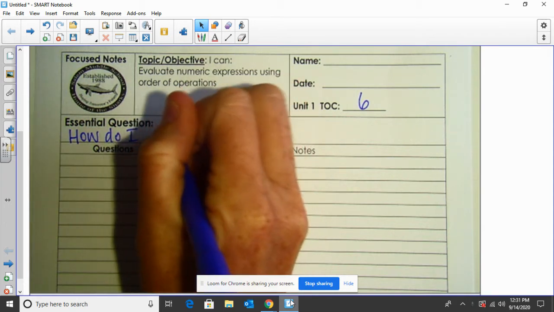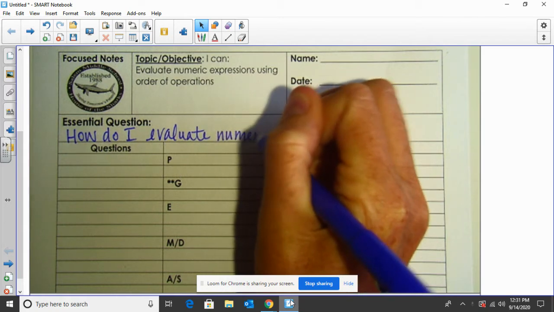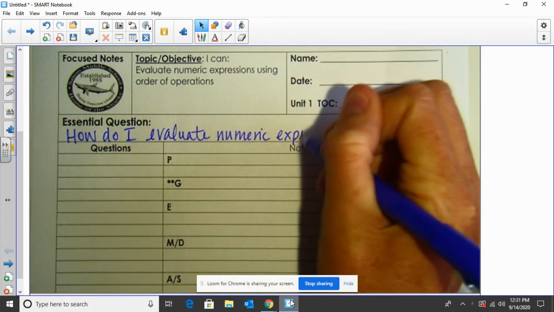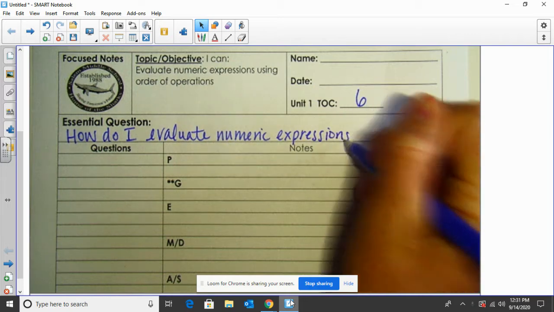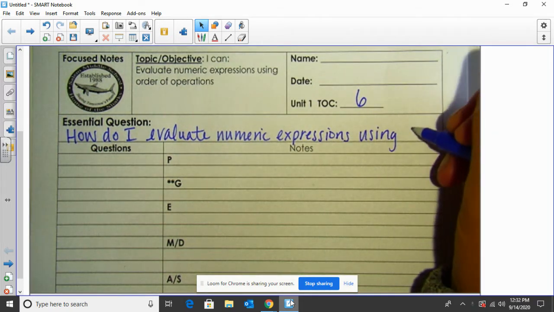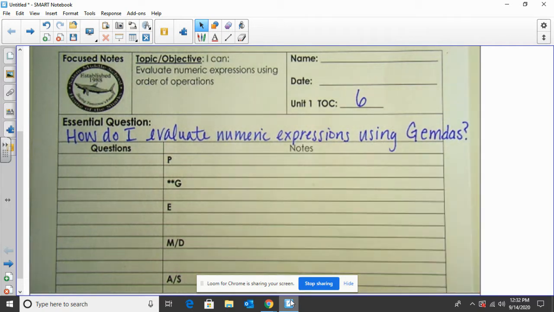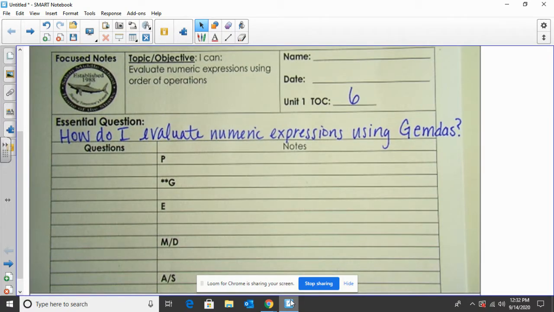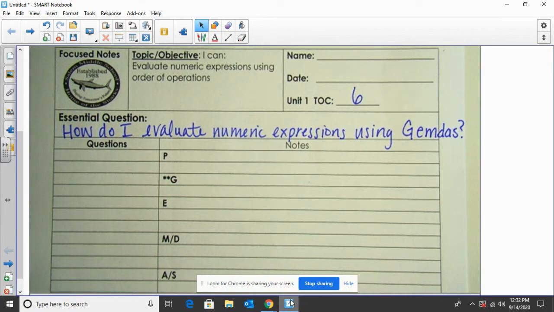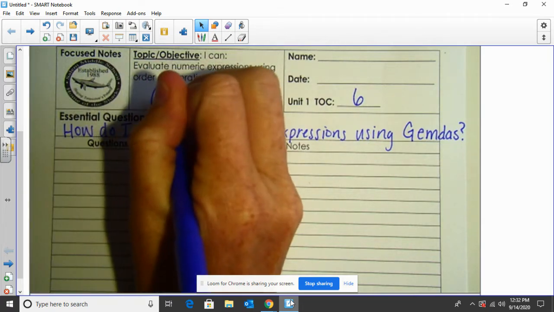So how do I evaluate numeric expressions using order of operations? Now that didn't spell order of operations, did it? Nope, you're used to hearing PEMDAS. Please excuse my dear Aunt Sally, you've been hearing that since elementary school. Now that you're in 7th grade, we're changing that to GEMDAS. So you might want to write that in the topic up here.